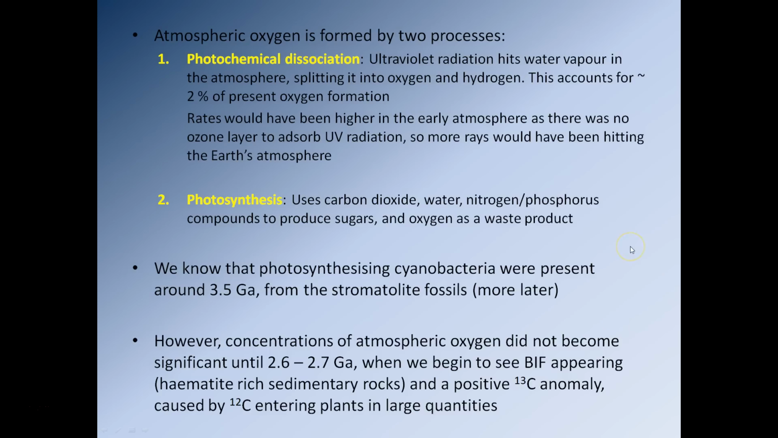So the oxygen that was in the atmosphere during this period came from two sources. The first one is photochemical dissociation, and that's when ultraviolet radiation from the sun hits a water vapor molecule in the atmosphere, and it splits that water vapor molecule into oxygen and hydrogen, and when two of these oxygen atoms combine, it will form an oxygen molecule as we have in the atmosphere now, and we breathe. And that accounts for approximately 2% of present-day oxygen formation. So it creates a relatively small amount of oxygen.